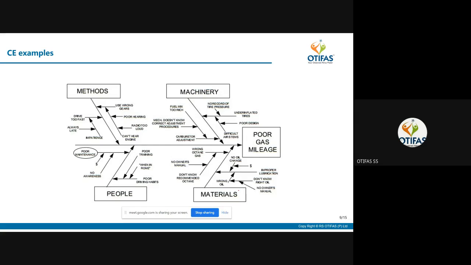So similarly, you can do it here also. Why poor gas mileage? Because of poor material. What is the material? Improper lubrication. Now, what is the improper lubrication? It can be wrong oil. Why wrong oil? Don't know the right oil. So no owner's manual. So this can be one of the root causes. So if you do a proper Why-Why analysis to a problem, it will look like this.